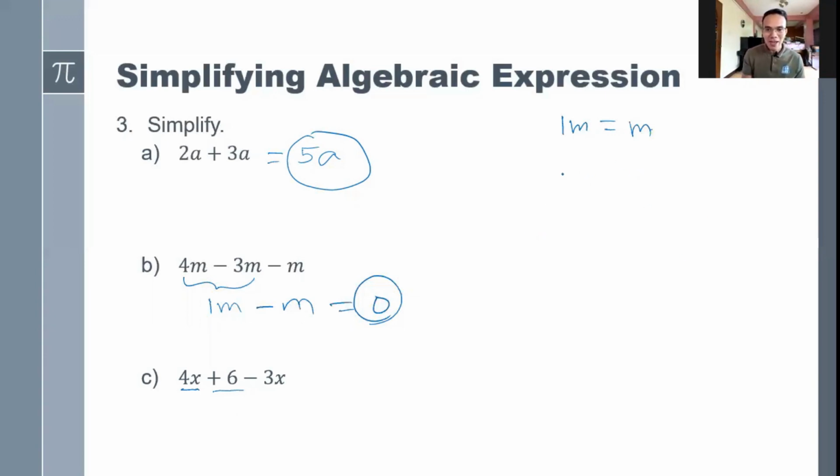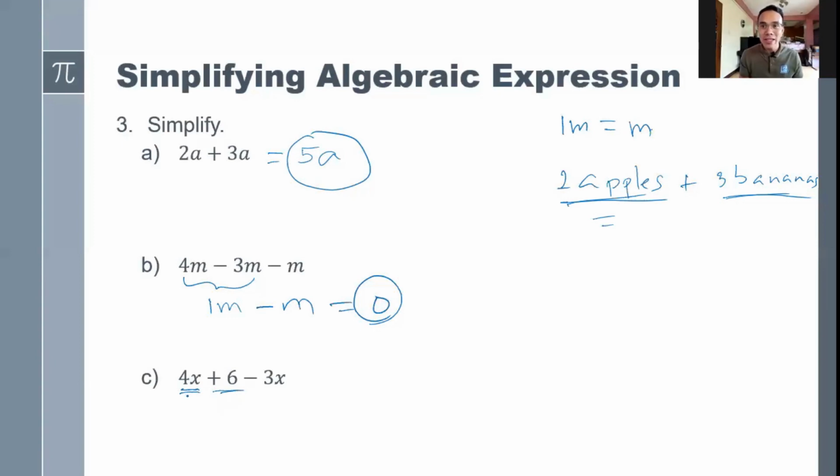Another example, I have here 2 apples plus 3 bananas. Okay, this is equal to 5 apple banana or 5 banapple, something like that. No, it's not like that. You can never combine 2 apples and 3 bananas into a single expression because these two are different terms. They're not of the same kind. 4x is one kind, 6 is another kind.